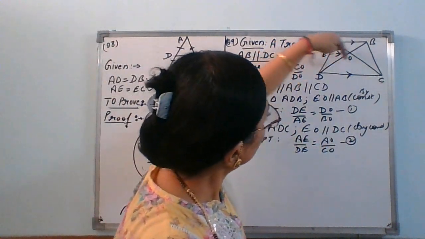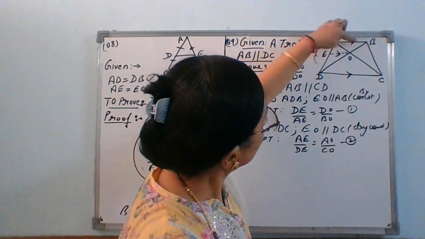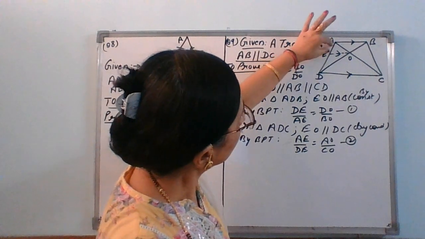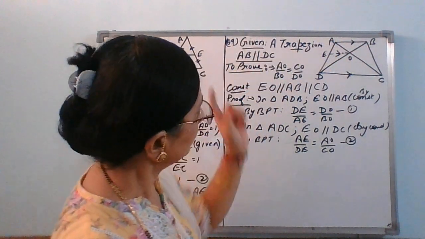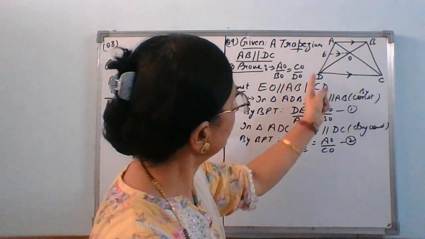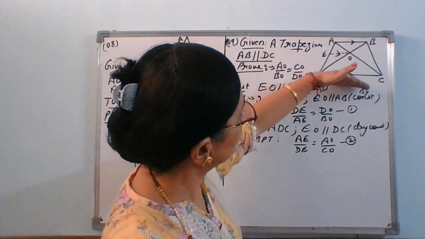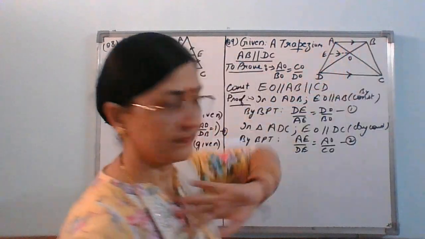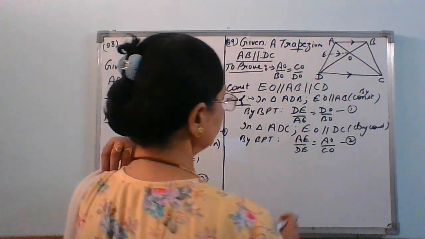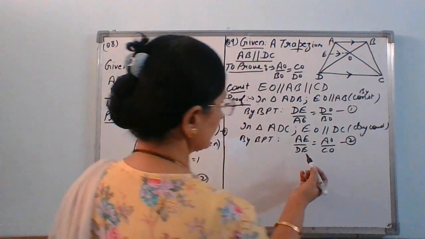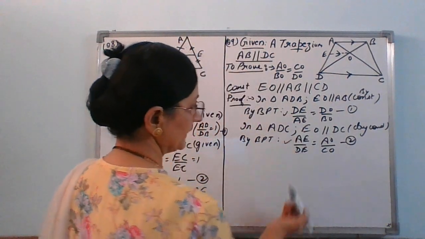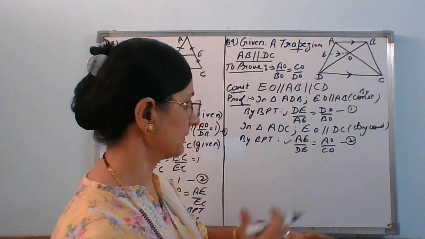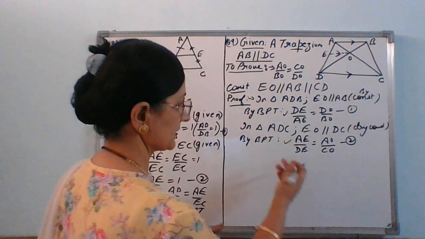In the upper triangle ADB, EO is parallel to AB. The sides will be DE, EA, DO and BO. Then in triangle ADC, EO is parallel to DC, by BPT, this is AE upon DE equals AO upon CO. I've written them in ratio. Now here we have to check this. In this one DE is in the numerator but here DE is in the denominator, so we have to reverse one of them.